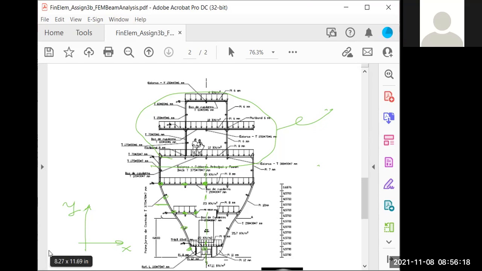Doctor, the draft is 4 meters. So there is a line here, this one here. So this is the draft. Yeah, that's the draft.